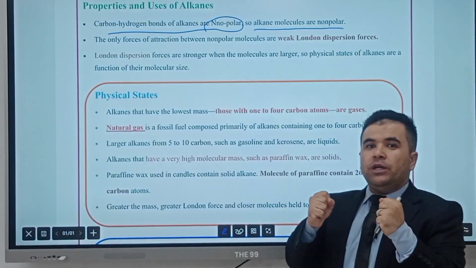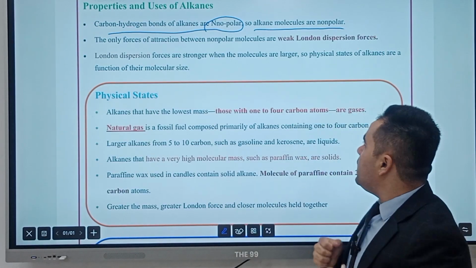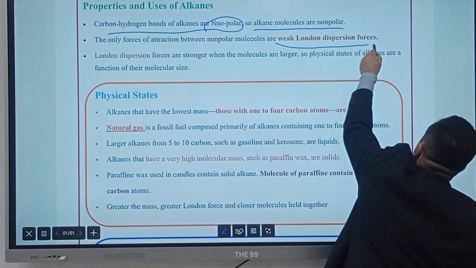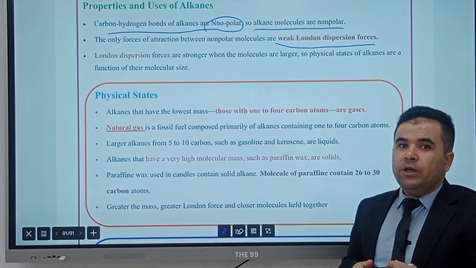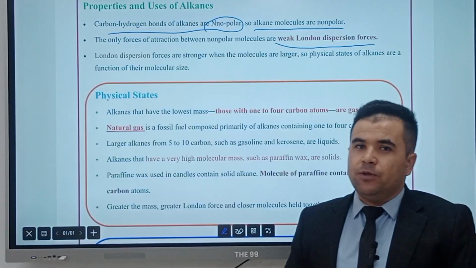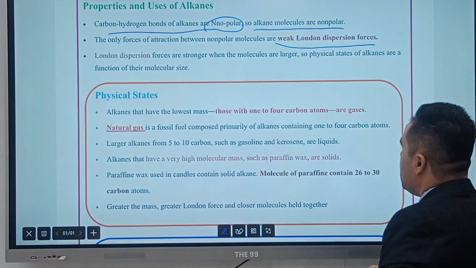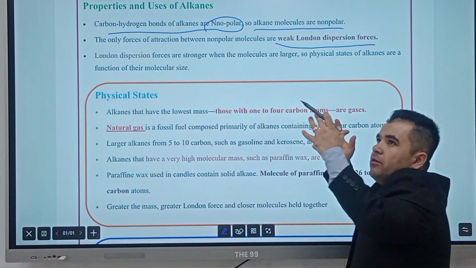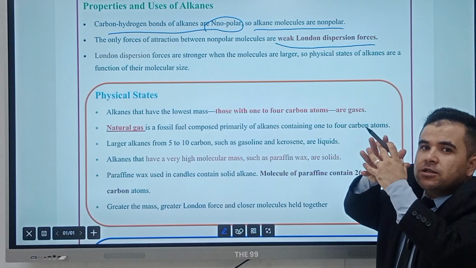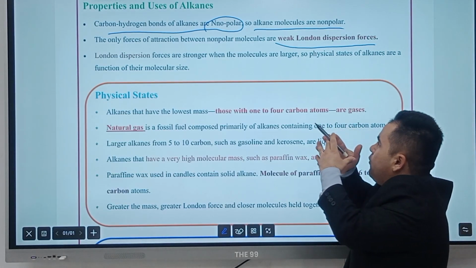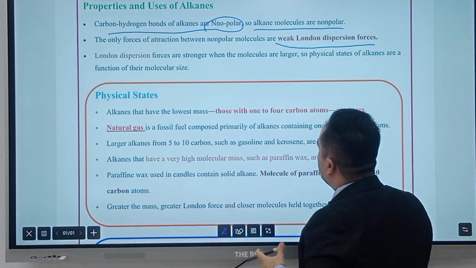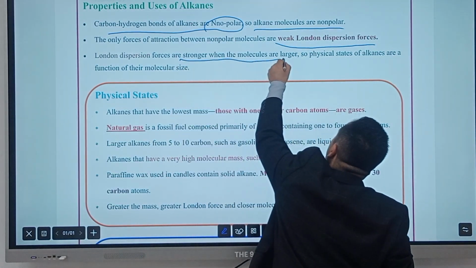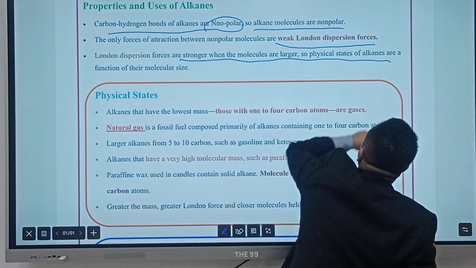The forces between the non-polar molecules, the atoms of the non-polar molecule, is a weak London dispersion force. The weak London dispersion force exists between the molecules. What's the London dispersion force? The London dispersion force, we talked about in graphite, is a weak force existing between the atoms of the hydrocarbons, and this becomes stronger when the molecular size becomes more.